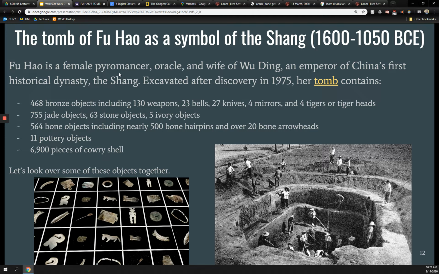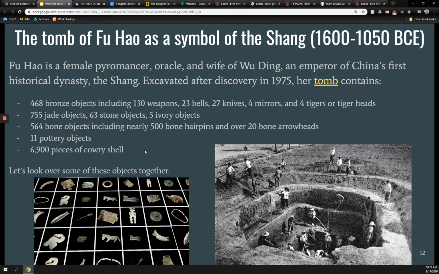She is what would later become known as an oracle, who works with something called oracle bones, and we'll be learning about that today. She's the wife of Wu Ding, an emperor of the Shang dynasty. The discovery of her tomb in 1975 was a real kind of treasure trove for archaeologists who found all of these objects.